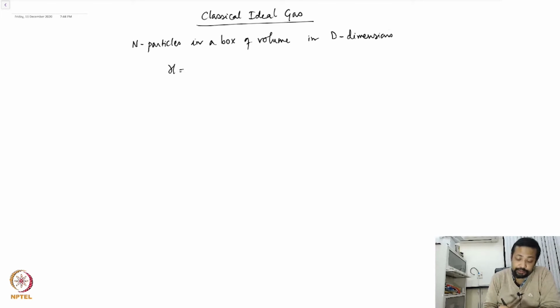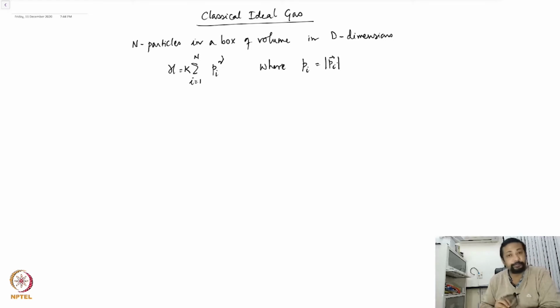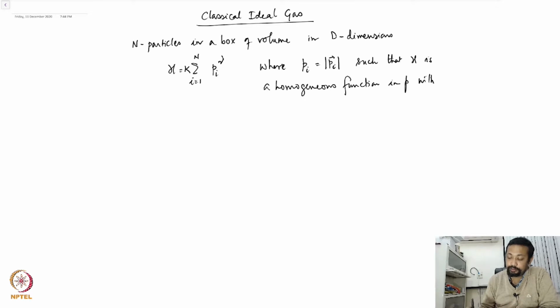So the Hamiltonian of this system is the sum over i equal to 1 to n of kappa times mod p_i raised to the power nu, where p_i is mod p_i, such that H is a homogeneous function in p with degree nu, right?